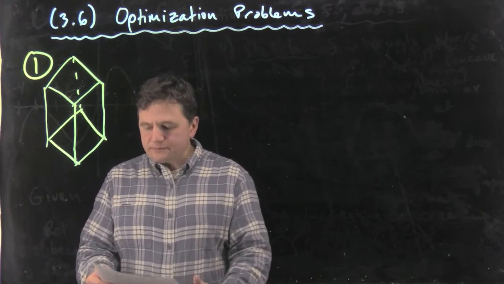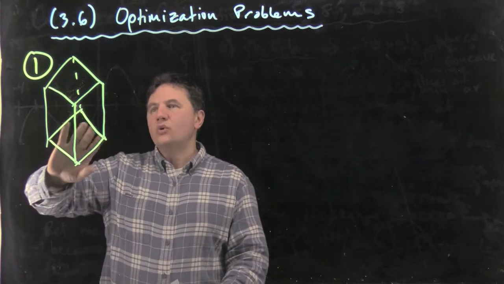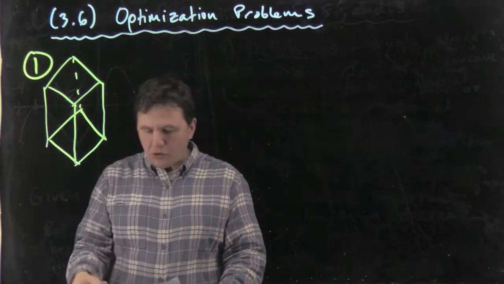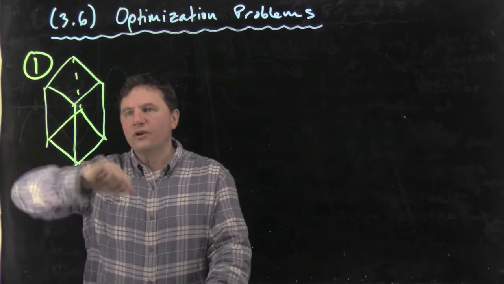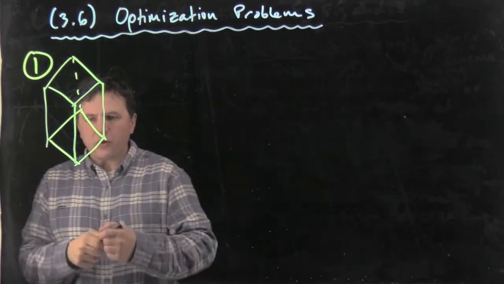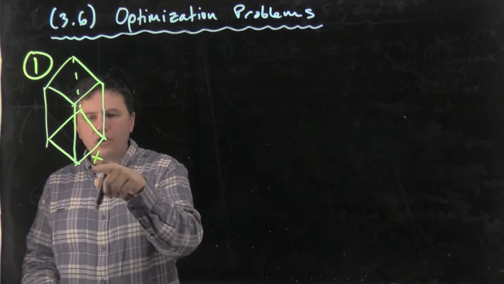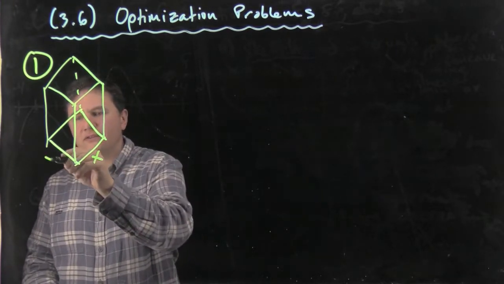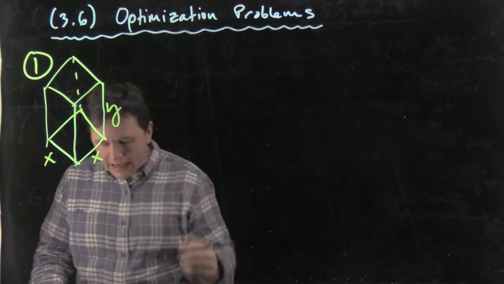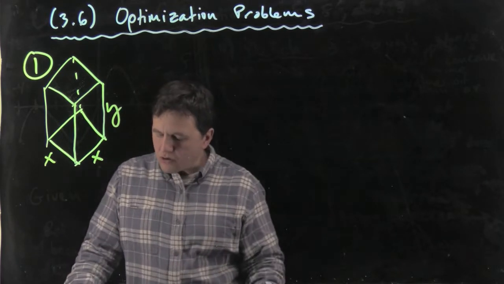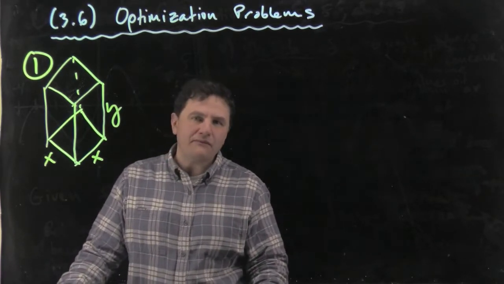So question one, a manufacturer wants to design an open box. So it's got 5 sides, top is open, with a square base. Okay, so forgive my drawing, but hopefully it gets the point across. We have a square base here. So this is going to be an unknown, so we'll call this x, and then since it's square, this will also be x. And then this is going to be y. With a surface area of 108 square inches, what dimensions will produce a box with a maximum volume?